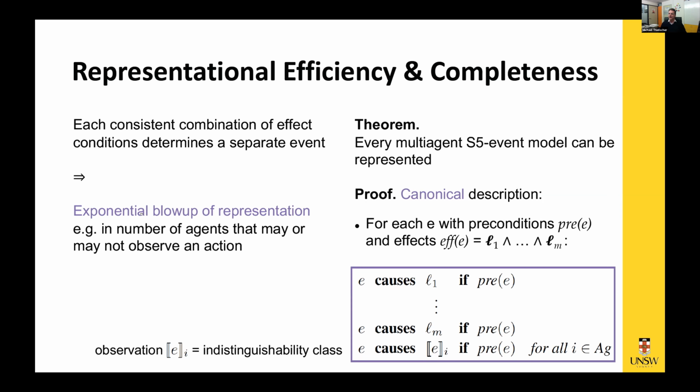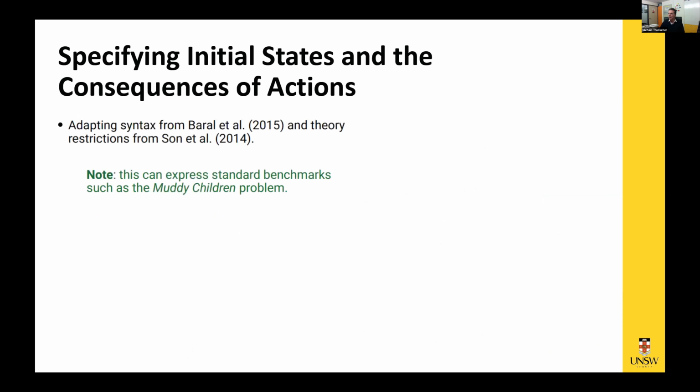So we get this exponential blow up in one direction, but we don't get this in the other direction. That was the first part of the paper. And now more briefly on the second part of the paper, where we were combining this representation language for the effects of actions in a multi-agent dynamic epistemic setting with a language that allows us to specify actual initial states of a planning problem and to reason about the effects of sequences of actions.